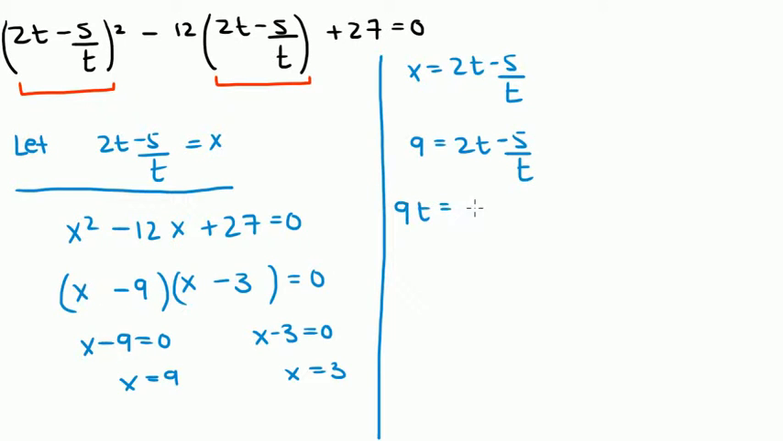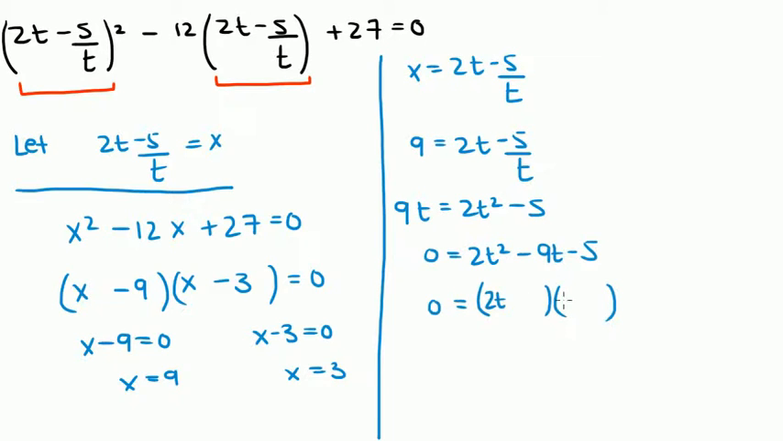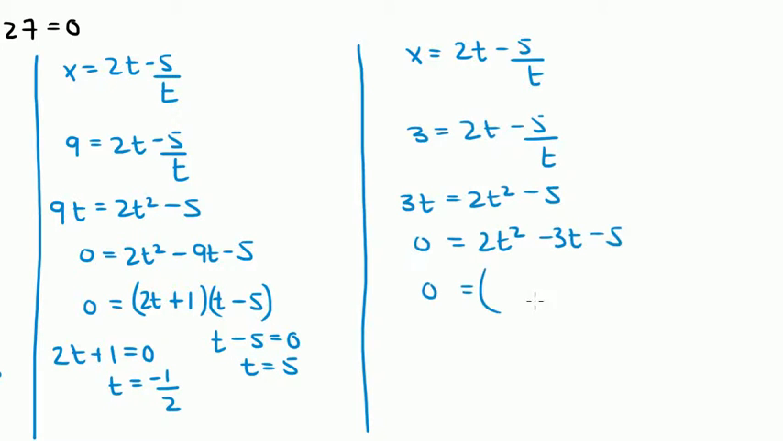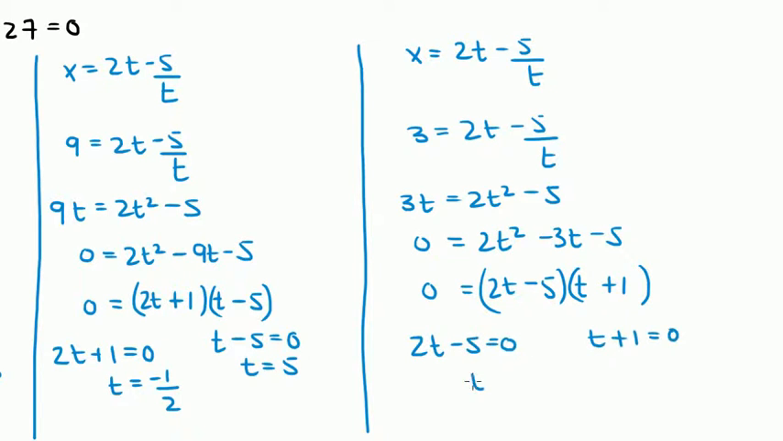So we have 9t is equal to 2t squared minus 5. Everything onto one side. Again, factorizing. We let each factor be equal to 0. So we get t is equal to minus 1 over 2, and t is equal to 5. So that's when x is equal to 9. So now we have to do the same thing when x is equal to 3. Each factor equal to 0. So t is equal to 5 over 2, and t is equal to minus 1.